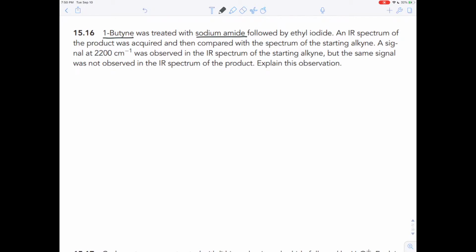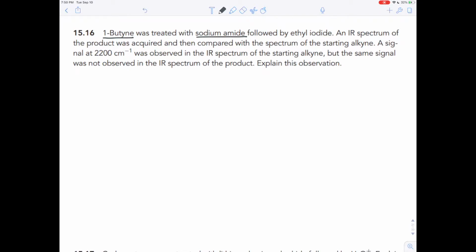We'll use the principles of drawing mechanisms with nucleophiles attacking electrophiles to figure out the products, and then we'll compare the reactants with the products using the shadows they would each cast in IR spectroscopy.